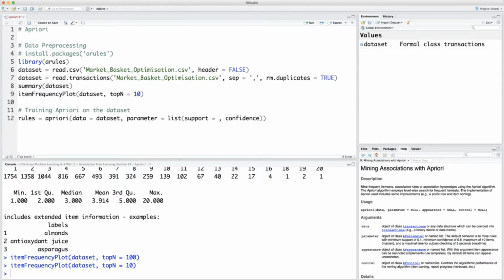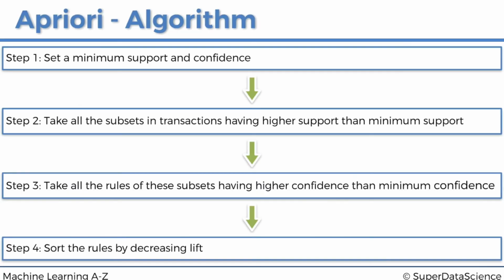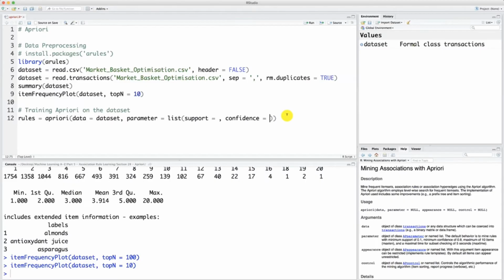Alright, so let's take the slide of the intuition tutorial about the a priori algorithm, and let's see what the different steps of this algorithm are. So the first step, as you can see, is to set a minimum support and confidence. So that's exactly what we're about to do right now. We are in the first step of the a priori algorithm, and that consists of choosing a support and a confidence. So the choice of a support and confidence is not a general rule.